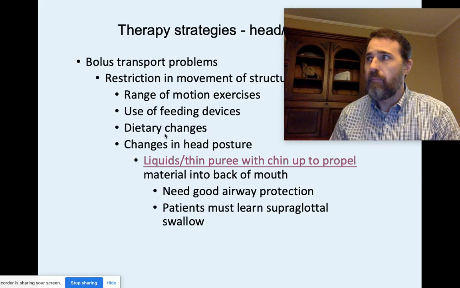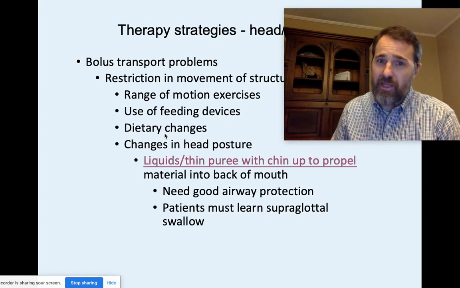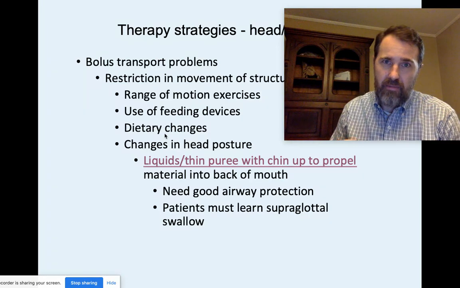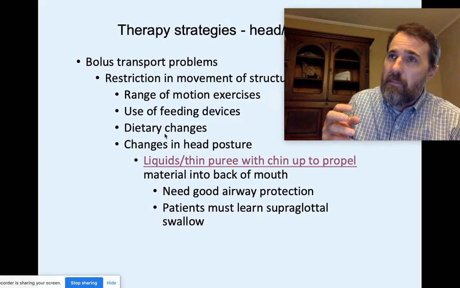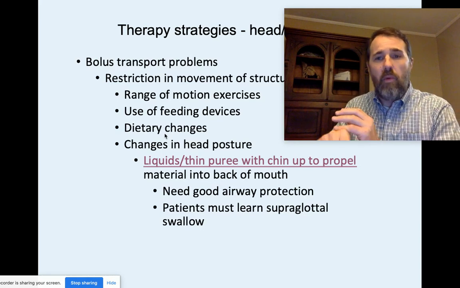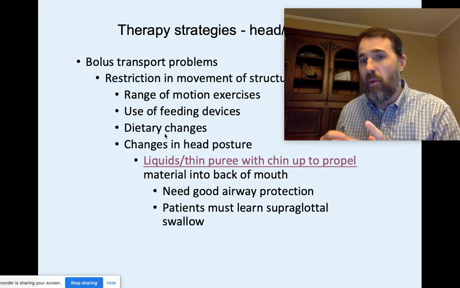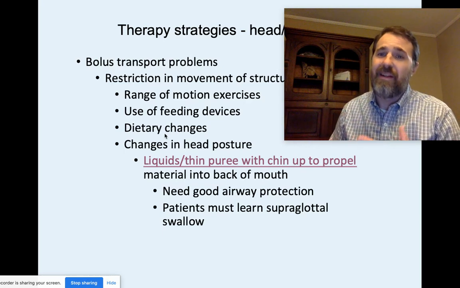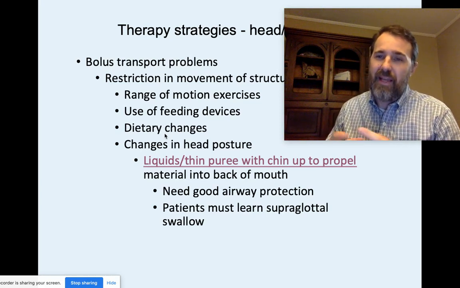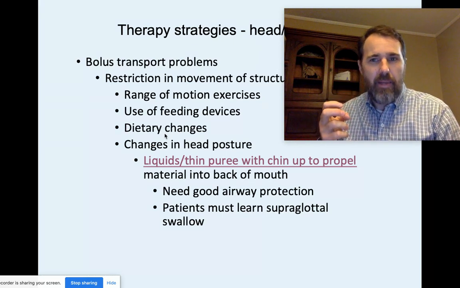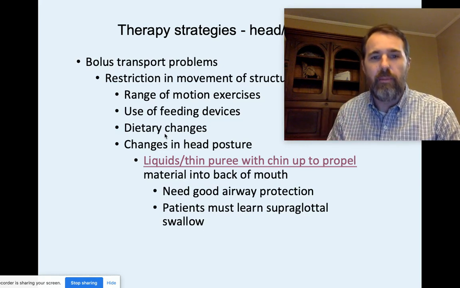So clearly someone who is having difficulty with bolus manipulation, with AP transit, they're not going to be eating steak, right? So dietary changes, them eating consistencies that are more easily transported posteriorly, so things that are more wet, things that are more pureed. So probably what we're talking about is a pureed diet, or at least a mechanical soft diet. Mechanical soft is just, it's like a banana. You need to chew it, but it's still soft and wet and chewable.